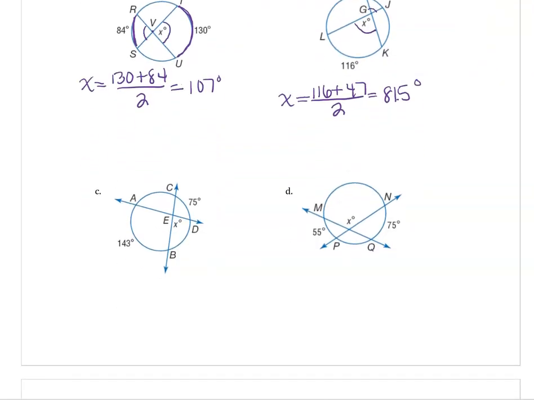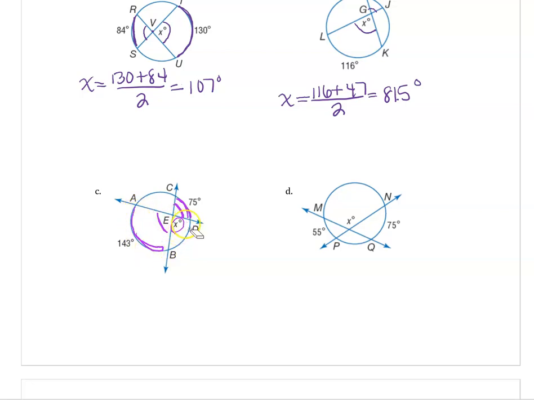Okay, coming on down to C. Now, this one's a little bit more interesting because you'll notice X is located over here, which has nothing to do directly with these 2 arcs. So I want you to notice that 75 intercepts this angle, CED, and same thing with angle AEB that's intercepting 43, and X is over here.